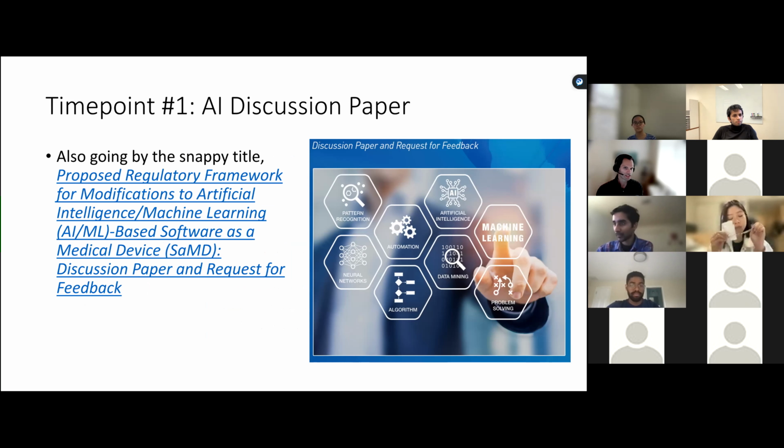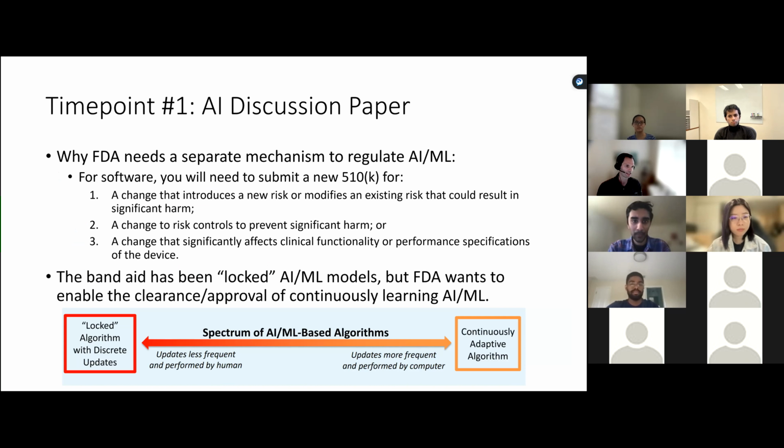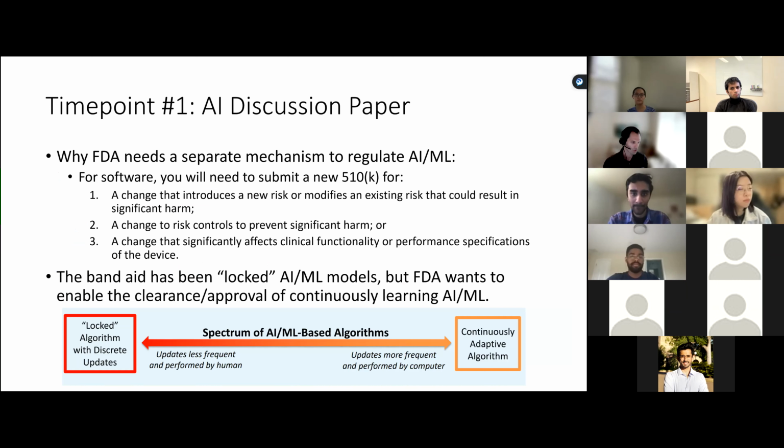So time point one, this is their AI discussion paper with this really pithy name they have here. Again, this is hyperlinked if you want to check it out in more detail. But we're going to try and walk through some of the elements. We'll spend a lot of time on this because this is where the FDA has fleshed out probably the most of their thinking in a practical basis for how they're planning on regulating and thinking about AI. So first of all, why do they need something like this?